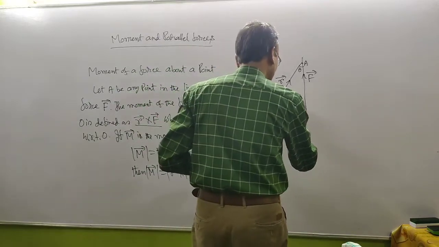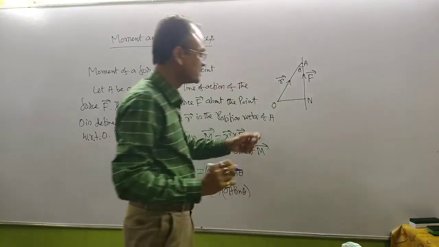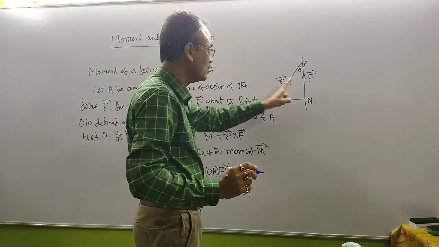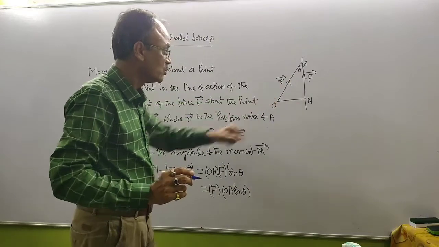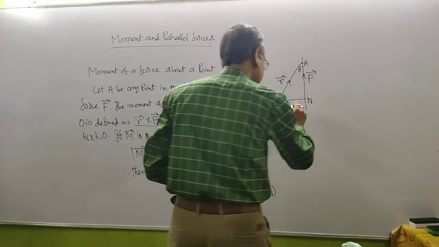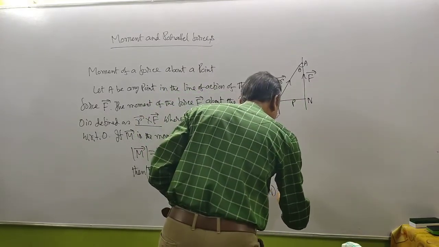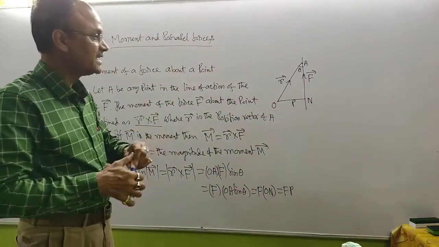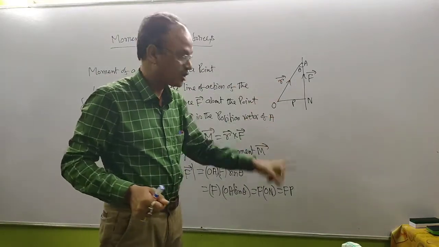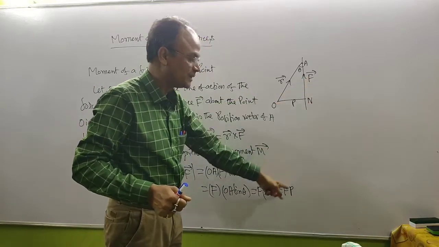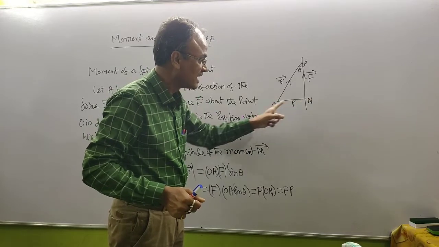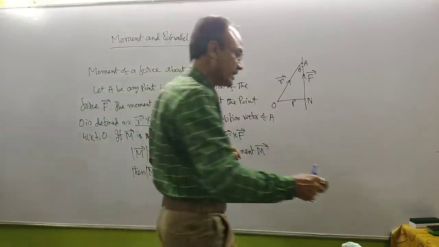Suppose ON is perpendicular to the line of action of the force. Then ON by OA will be equal to sine theta, so ON equals OA sine theta. This is equal to F into ON. Suppose the distance is p. This is equal to Fp. Thus the magnitude of the moment of a force about a point is the product of the magnitude of the force and the perpendicular distance from the point to the line of action of the force.